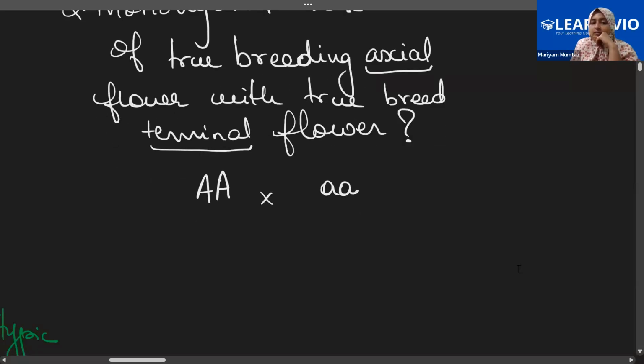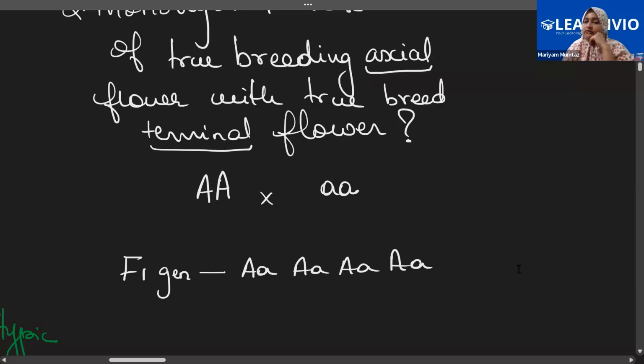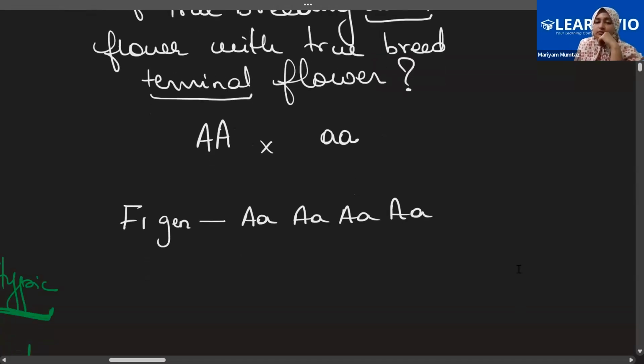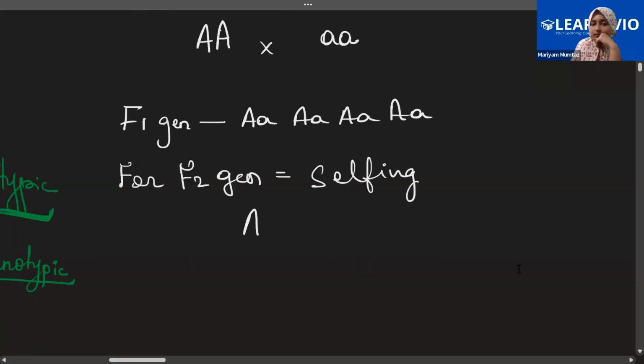Now you tell me, what are the genotypes of the F1 generation? Capital A, small a. Very good. Now I am asking you to find out the F2 generation. What are you going to do? For the F2 generation, you have to do selfing, isn't it? Selfing means pollination between members of the F1 generation, right? So now we take this and we cross it with this, isn't it?